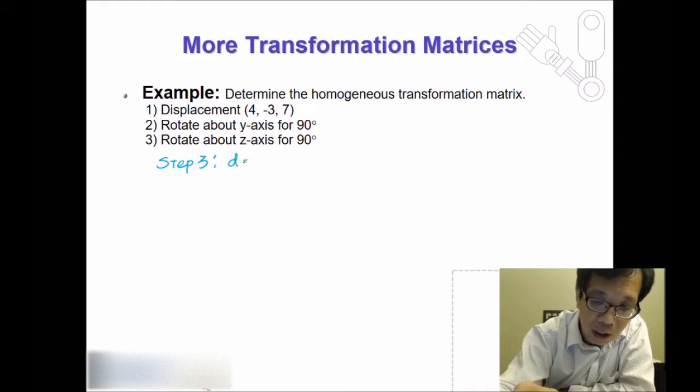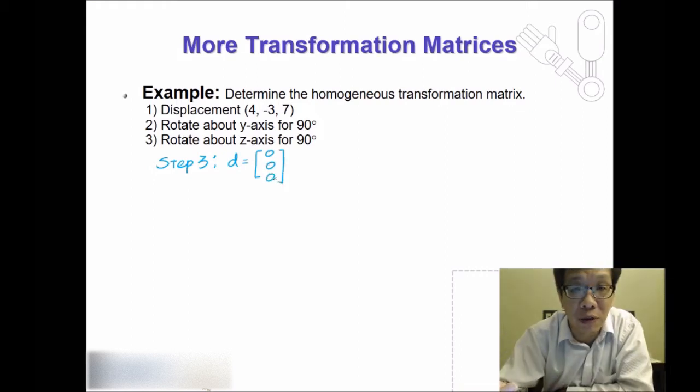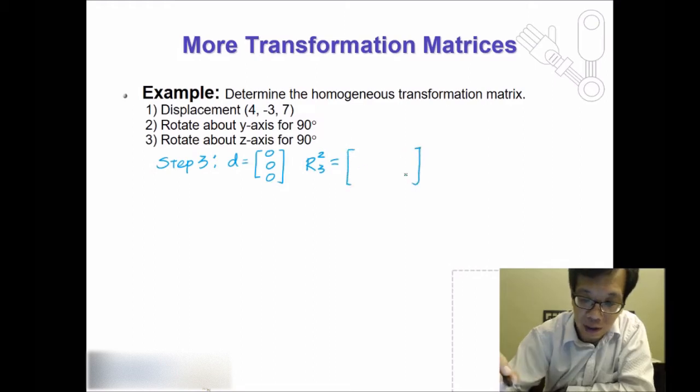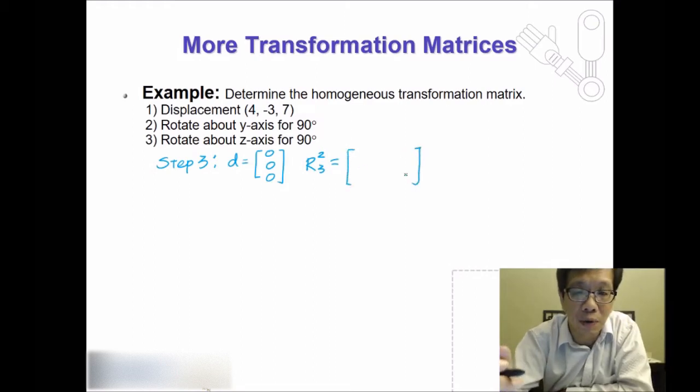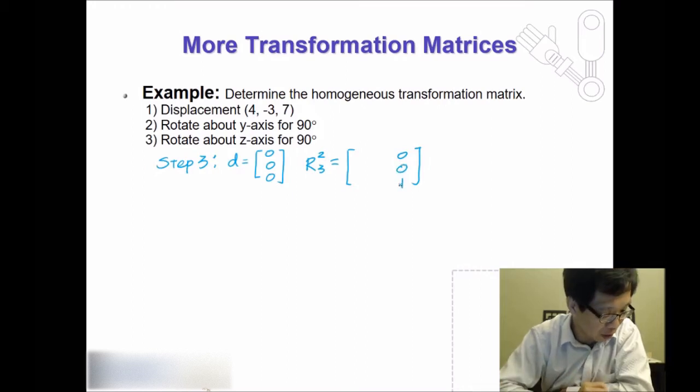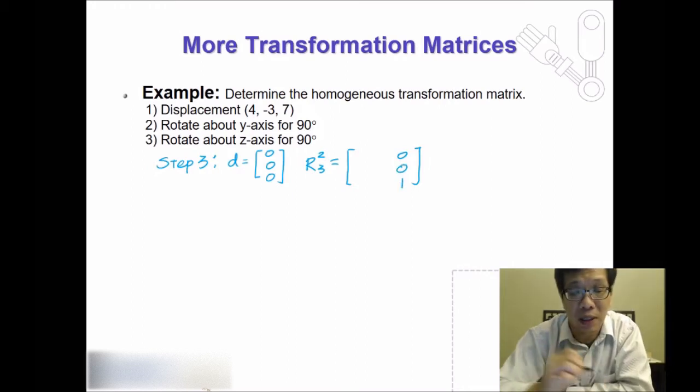So my d is still 0, 0, and 0, because we do not have any translation. But my r 2 to 3, we need to define. Because keep in mind, we are rotated about z direction, so it must be 0, 0, 1. Over here, the z direction is going to be the same direction.